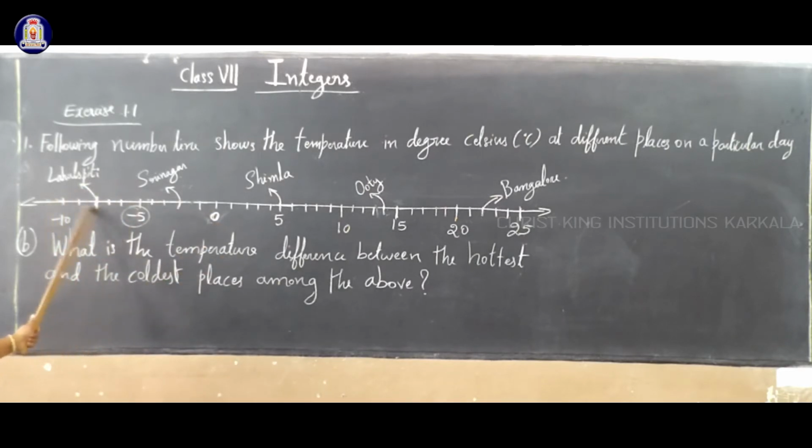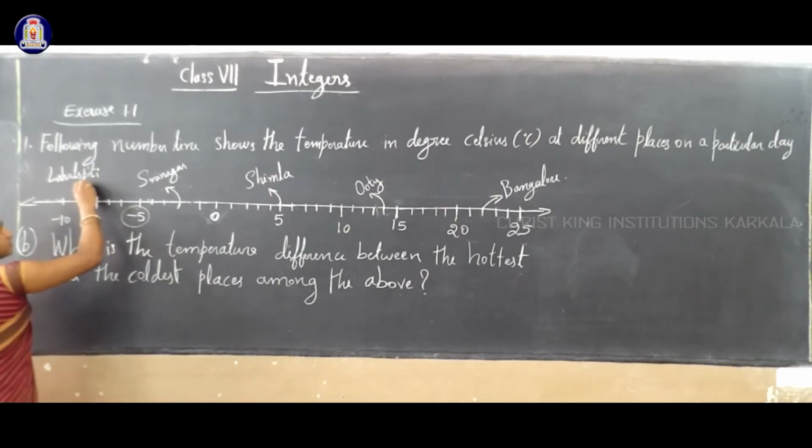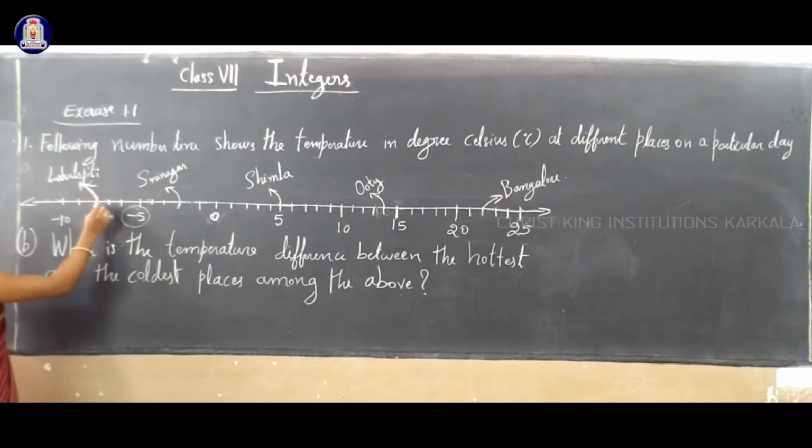Which is the coldest place? The coldest place is Lahaul Spiti. What is its temperature in degrees Celsius? Here it is marked Lahaul Spiti, and that is -8 degrees Celsius. So that is the coldest place. See, -5, the next number is -6, right? -6, -7. So here it is -8.